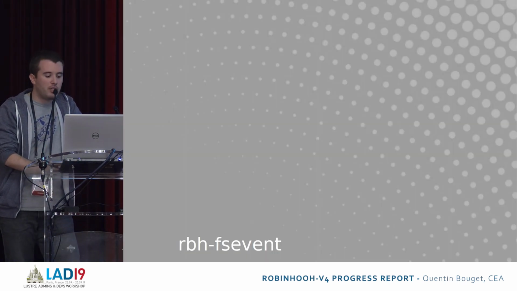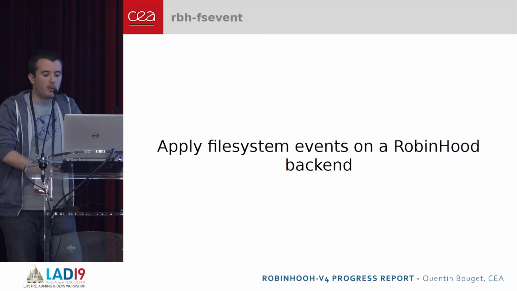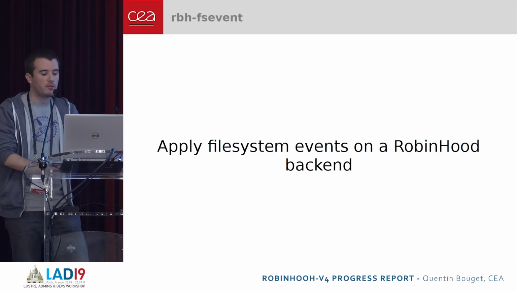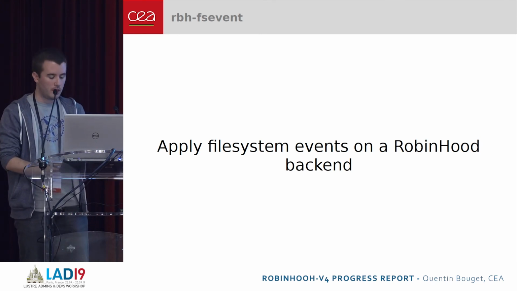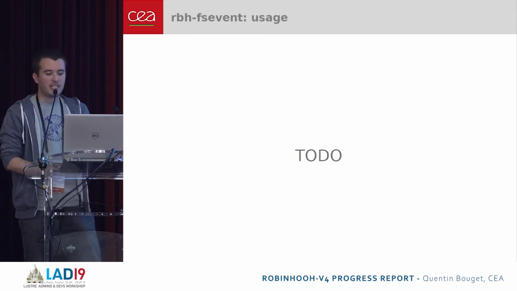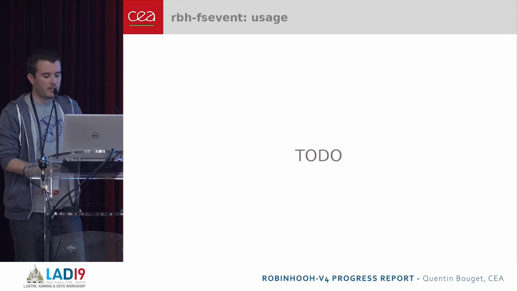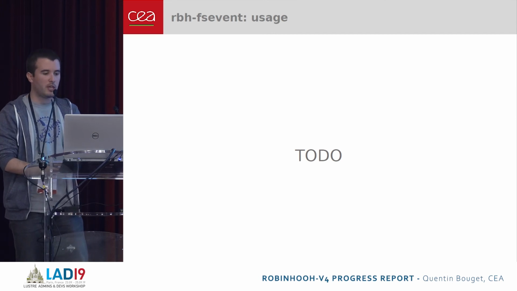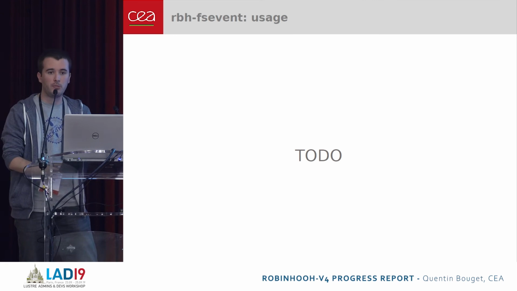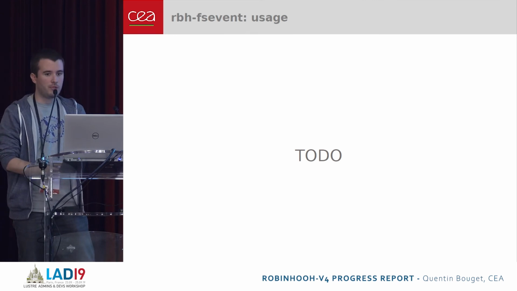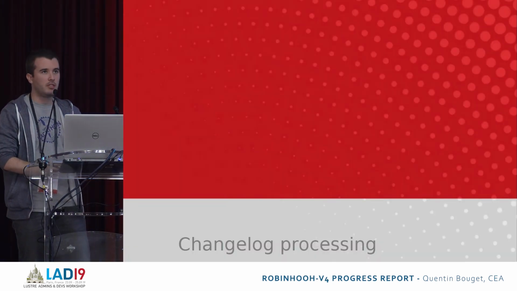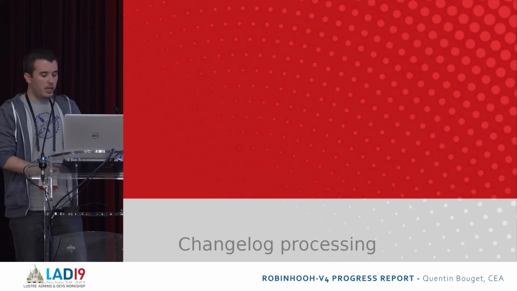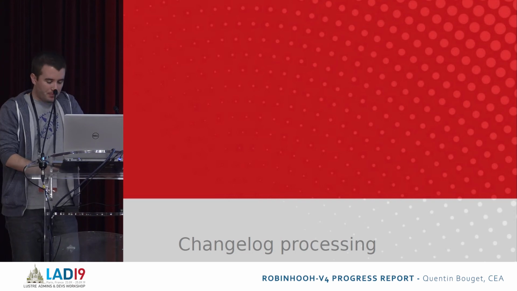The next application is RBHFS event. This is the application that applies file system events on a Robinhood backend. So file system events are basically the translation in Robinhood semantics of the changelog records of Lustre. But this one is still on the to-do list. It's not even started. So I don't have much to say about it, except that we have a design, we have a prototype, it looks great, but the numbers are not set in stone, so I'm not going to show any here. Instead, what I'm going to do is present the design of how it's probably going to work. And so that brings me to changelog processing.